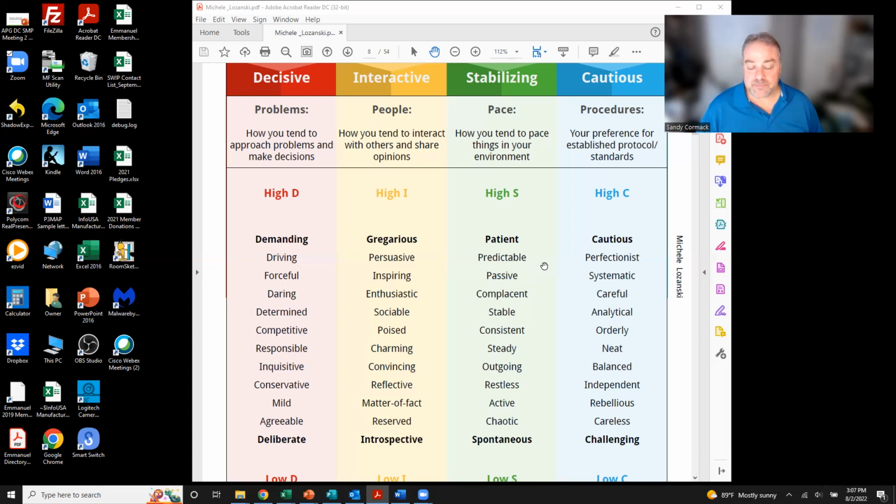No delay. If you have a lower D score, look at the words associated with that: more inquisitive, conservative, mild, agreeable, and deliberate. What you're going to want to do when you're confronted with a problem is step back for a minute and examine the problem. What is it about this problem? What's the root cause of the problem? What do we need to do to solve this problem? Maybe I need to collect some facts and data. Maybe I need to talk to some people.